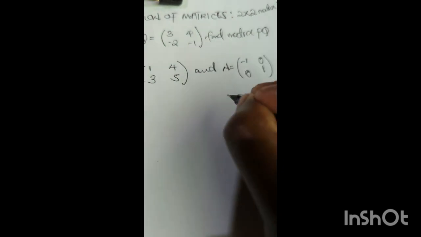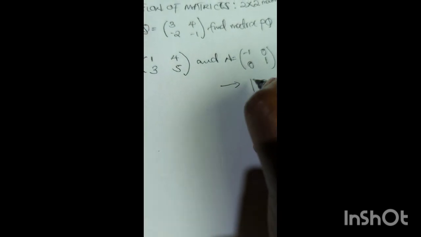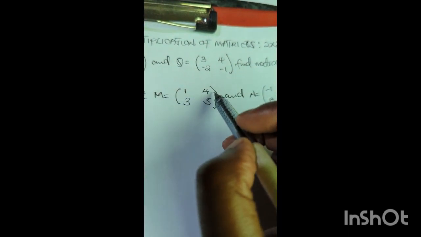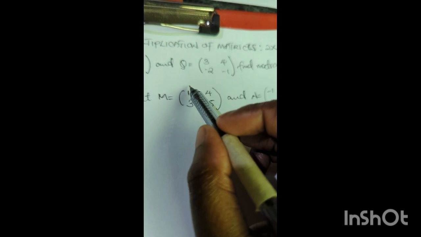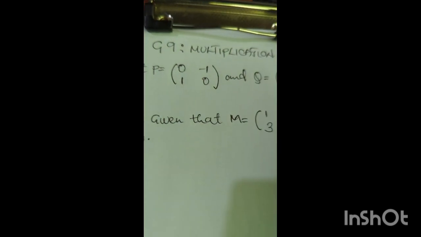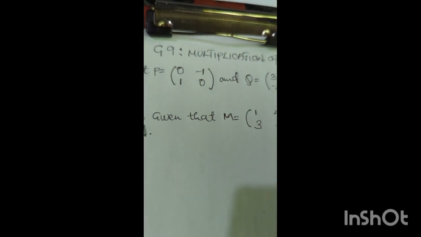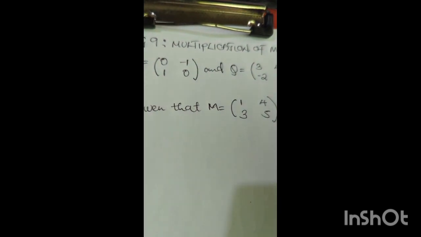Remember, in matrices, when we were doing the order, we learned that there are rows and columns. Just for those who have forgotten, rows are sleeping lines like this, and columns are standing like that. So here we have row number 1 and row number 2, then column number 1 and column number 2.